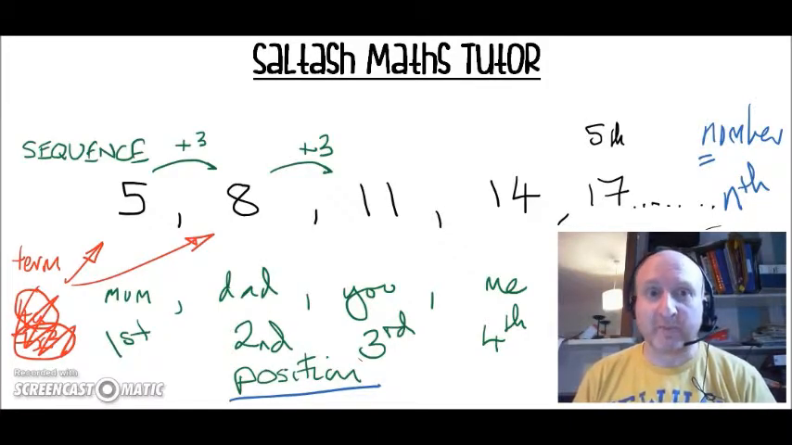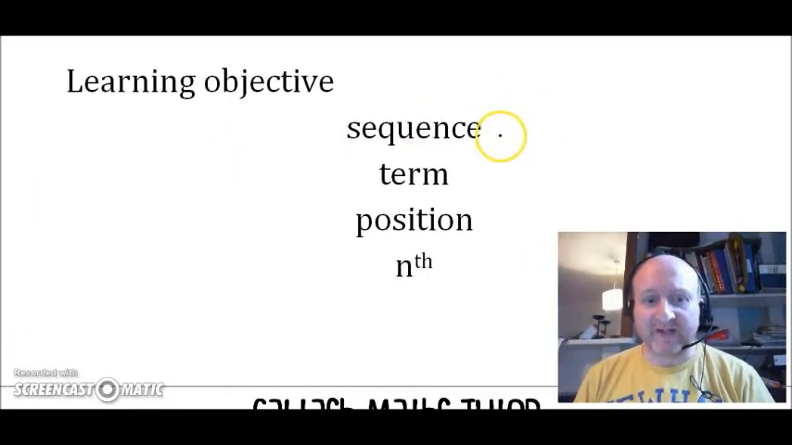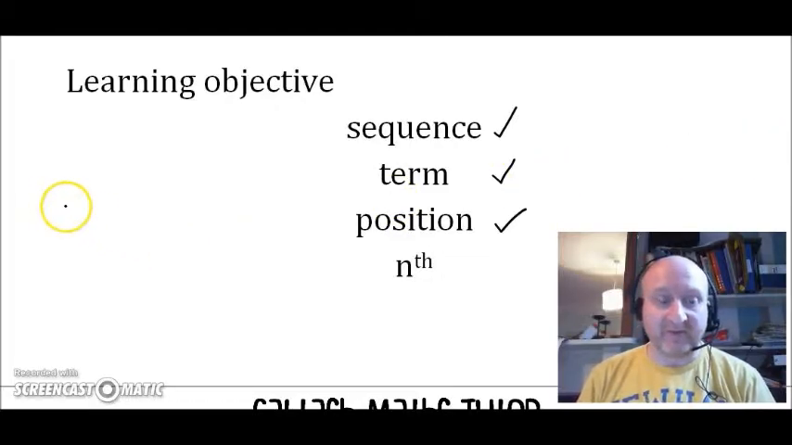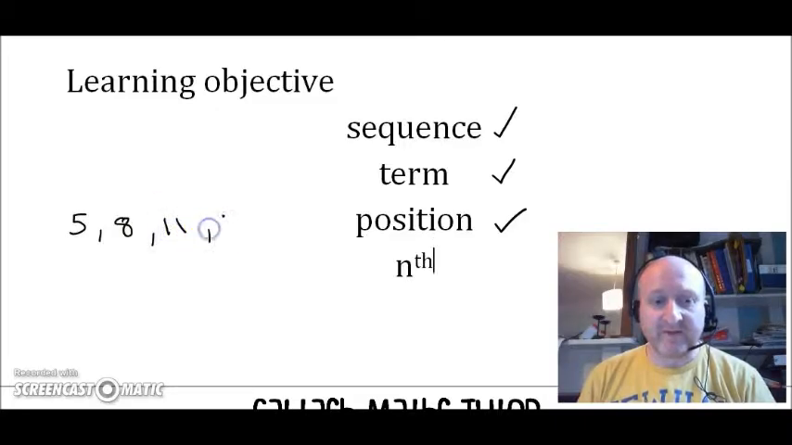Okay, and I'm going to pause here, everybody. We've looked at the fact that we've got a sequence, and the sequence is any numbers that relate to each other. We've talked about a term. So when we talked about our terms 5 and 8 and 11, they were each individually terms. They were terms in sequence. We've talked about position, and that position is where I am in the queue, where I am in the sequence. So let's just have a little example here. 5, 8, 11, and 14. Well, the position of number 11 is third in the queue.